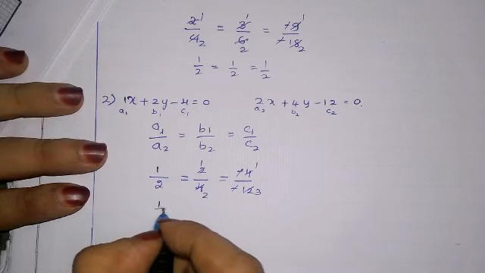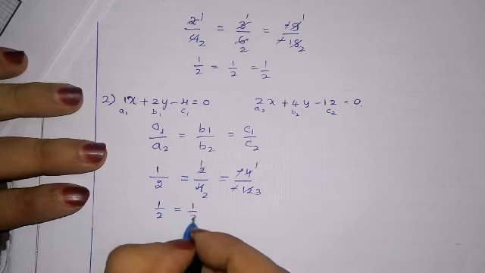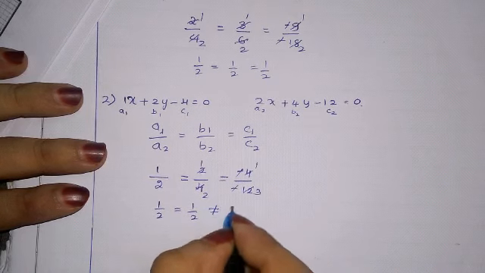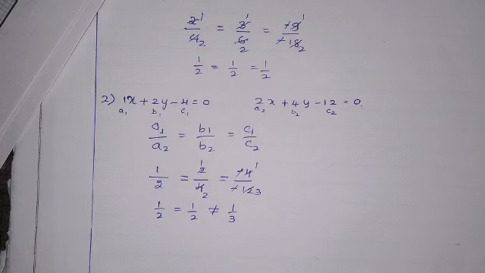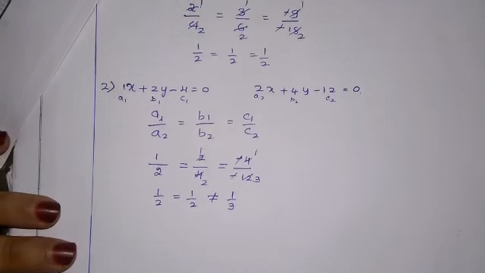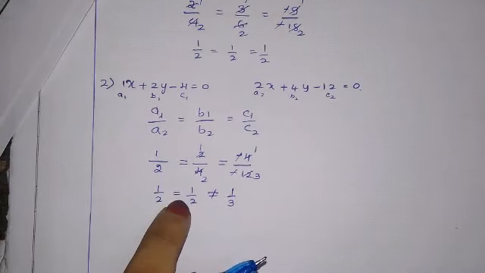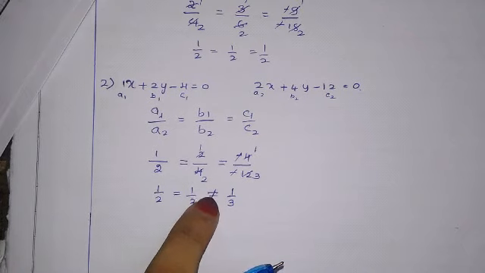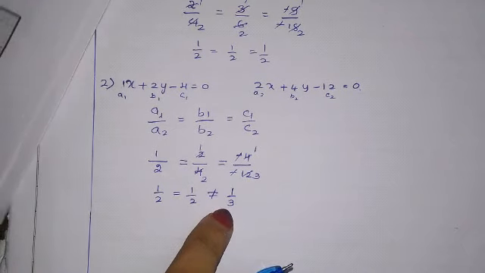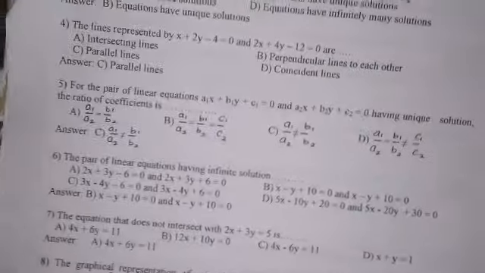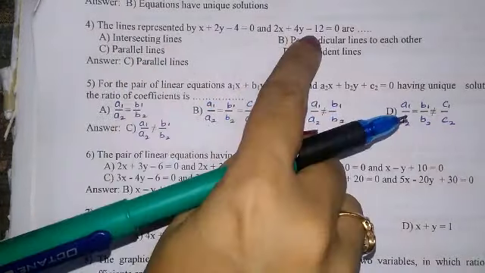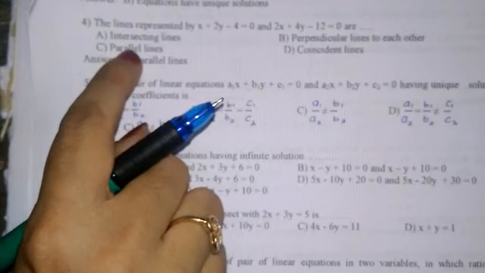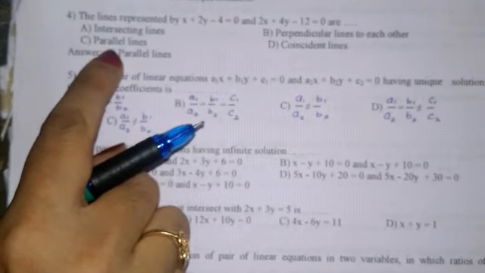So here 1 by 2 we got. Here 1 by 2 we got. But here 1 by 3, which is not equal. So which condition is it? The condition is nothing but parallel lines. a1 upon a2 is equal to b1 upon b2 which is not equal to c1 upon c2 is nothing but parallel lines, because they have asked here whether the lines are intersecting, perpendicular, or parallel. So the correct answer is parallel lines.